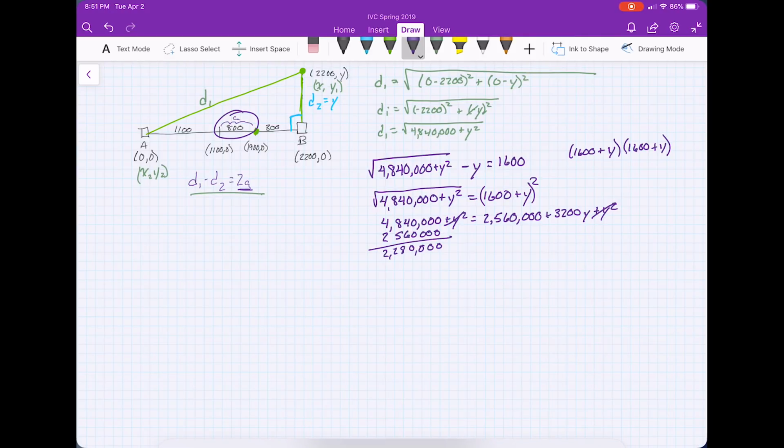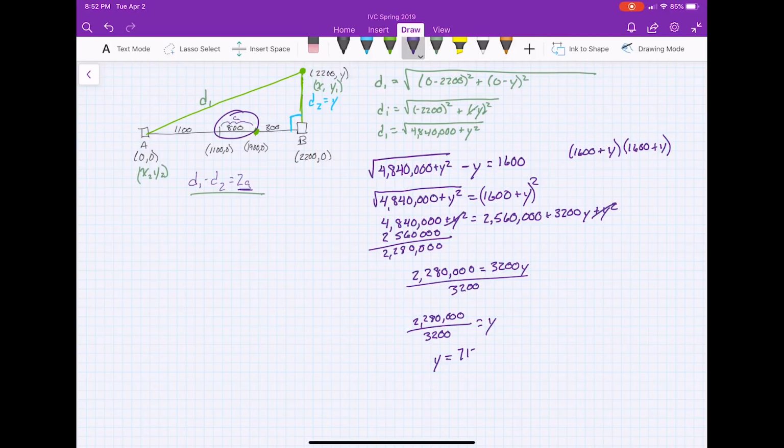So we will have 2.28 million, lots of zeros here, is equal to 3,200 y. Well, we divide both sides by 3,200, and that is going to cancel the 3,200 on one side, which is what we want. So we have 2.28 million divided by 3,200, and we plug that into a calculator, and lo and behold, we come up with the same numbers we did using the other formula. So y is equal to 712.5. So just a different method. Moving on.